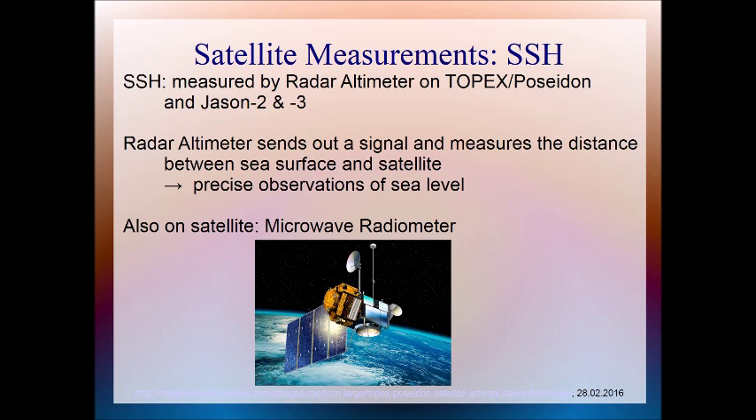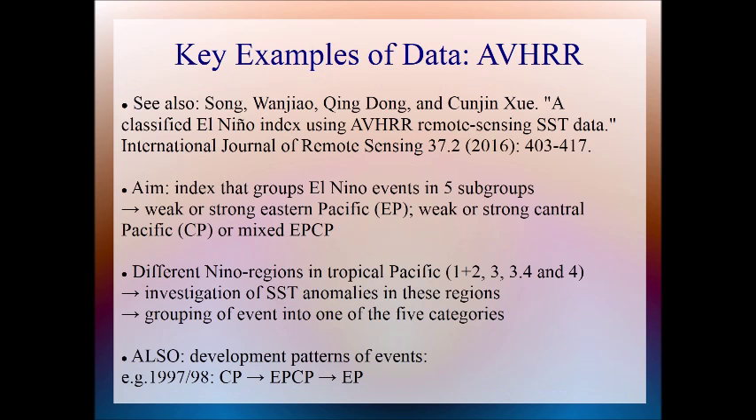Now I'll tell you something about key examples of data. First, I'll mention the study of Song and others, which use AVHRR data in their study to develop an index that groups El Nino events in 5 subgroups. They look at sea surface temperatures over 4 different Nino regions, the region 1 and 2, 3, 3.4 and 4, and then use the data to group events in one of the 5 categories.